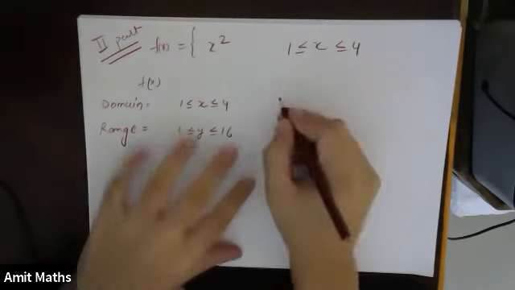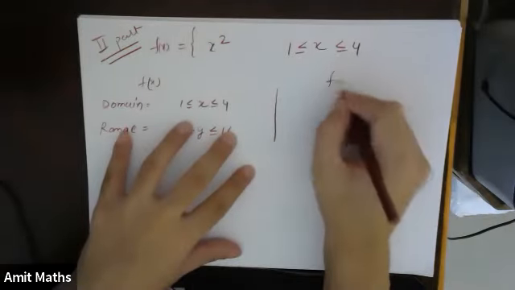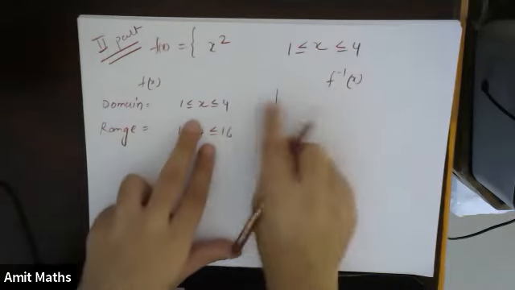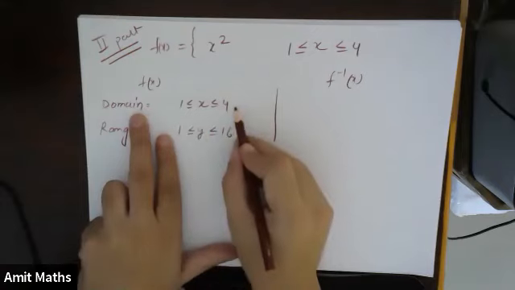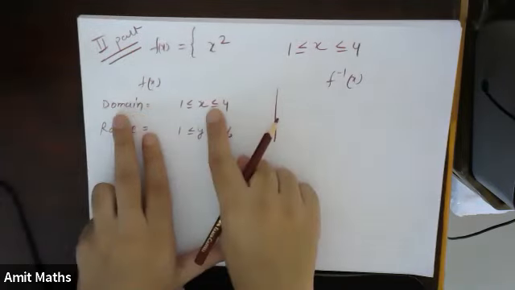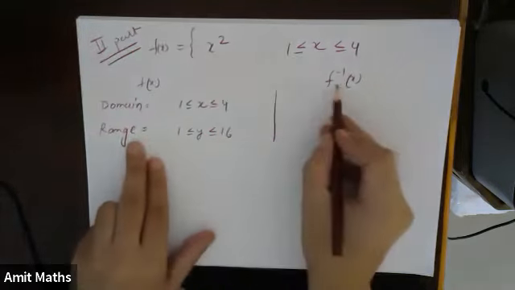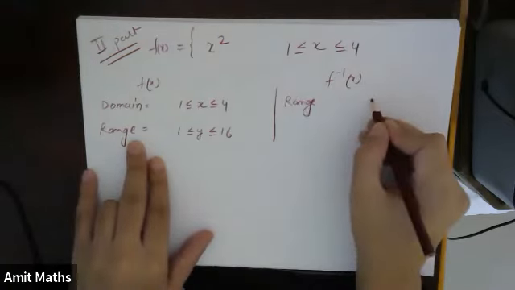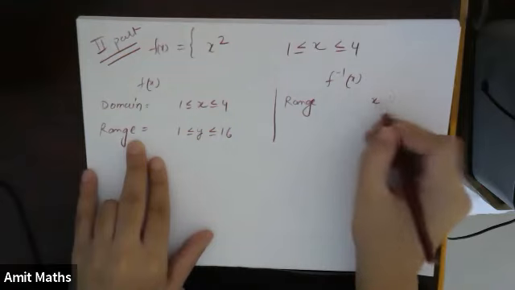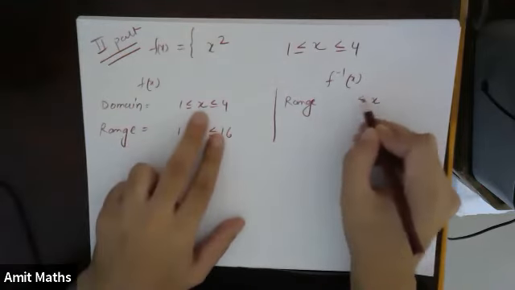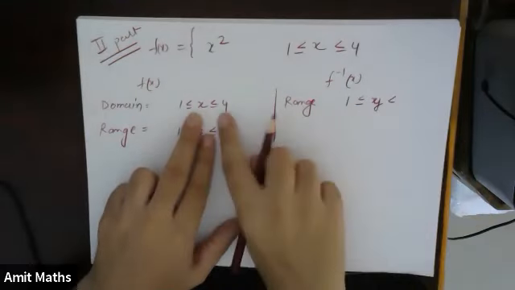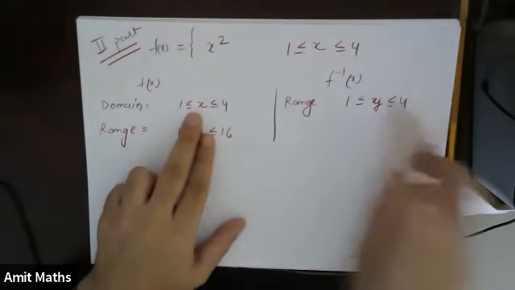This is okay. Now, if I have to find the inverse, f inverse of x, the range will become the opposite of the domain. The range will become the domain and the domain will become the range. So for f inverse of x, what will the range be? The range will be y less than or equal to 1 and greater than or equal to 1 and less than or equal to 4. This will be the range.